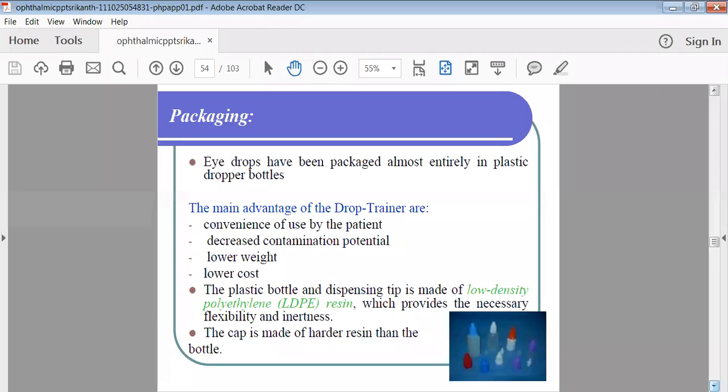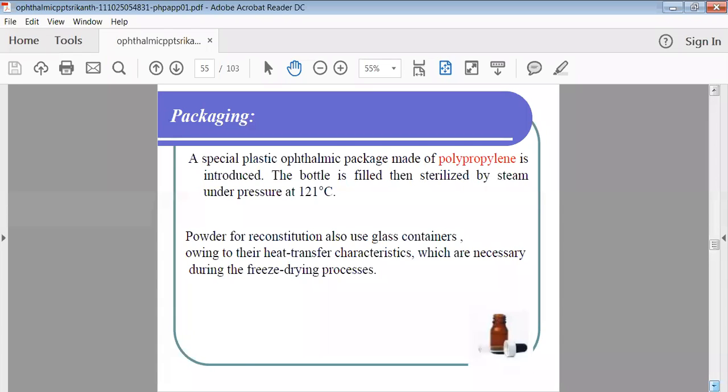Generally, it has some advantages for your eye drop. They are very convenient. Then there is decreased contamination. Then low weight, because plastic has low weight, and low cost compared to glass, low production cost and transportation cost, because plastics are lighter than glass bottles. So that's why we are using them, and they have flexibility.